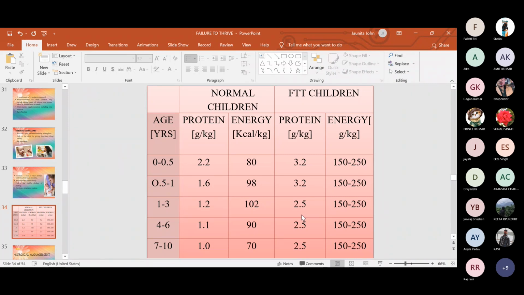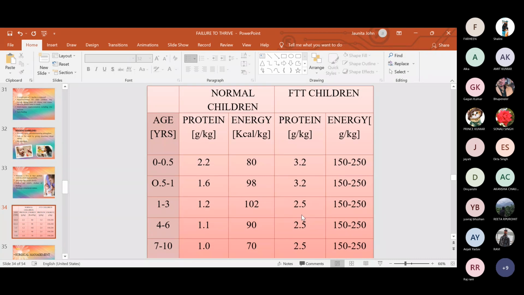For instance, like we were seeing a toddler age group, so we will see the 1 to 3 age group. Normally, how much protein is required? 1.2 gram per kg. But a child who is suffering from failure to thrive will be needing 2.5 gram per kg. Similarly, the energy requirement for a toddler of 1 to 3 years will be 102 kilocalories per kg, and a failure to thrive child will be needing approximately between 150 to 250 kilocalories per kg.